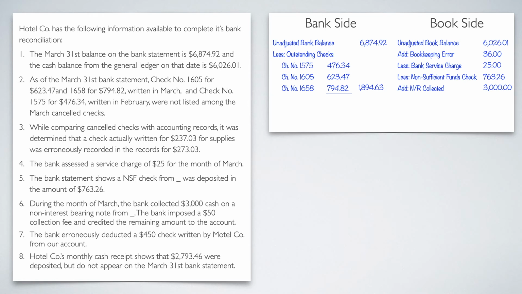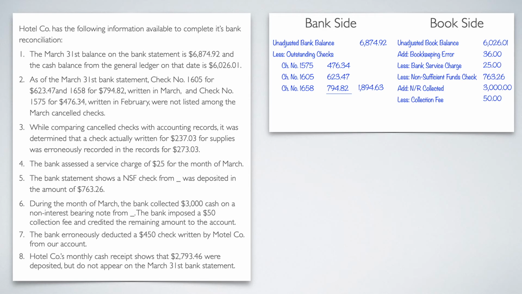Now let's look at the $50 collection fee. Has it affected our books? No, because again, we didn't know about it until we got the bank statement. Has it affected our bank? Yes, because they just went ahead and took it out. So what did it do to our bank balance? It made it go down. So what do we need to do to the book side in order to correct it? We also need to make it go down. So we will say less collection fee of $50.